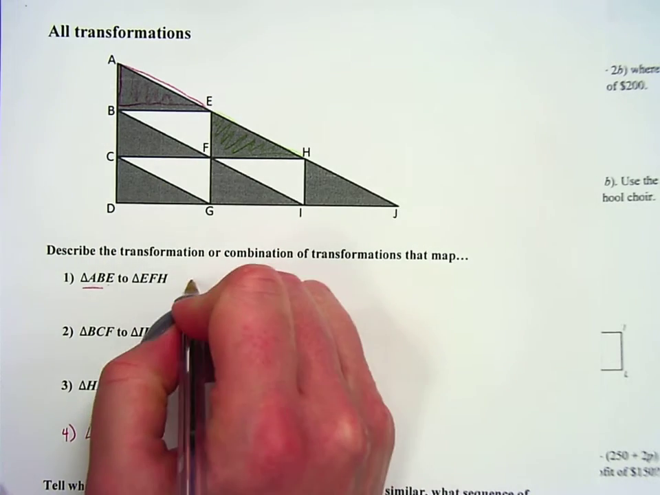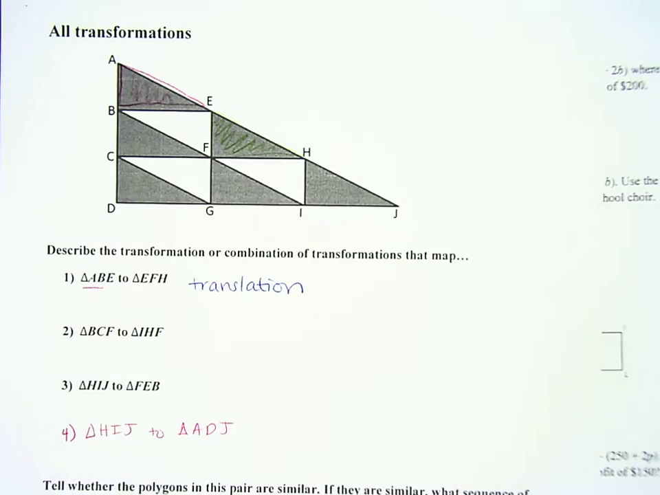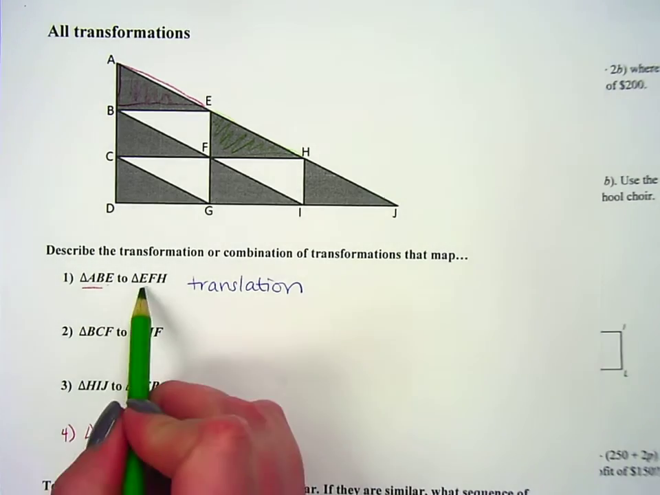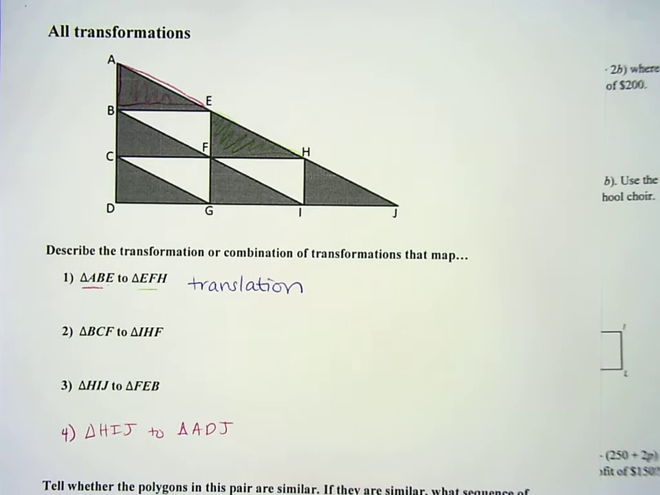So our first one is a translation. Simple enough. It stayed the exact same size, and it remained upright. It just moved from the top left to the middle.